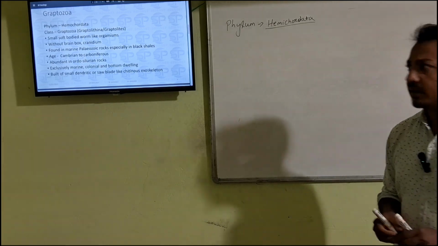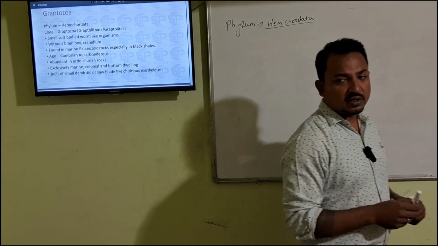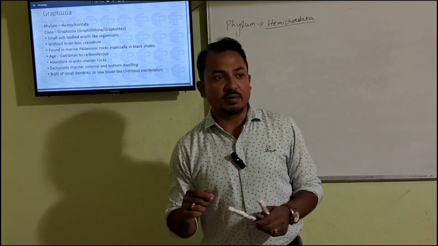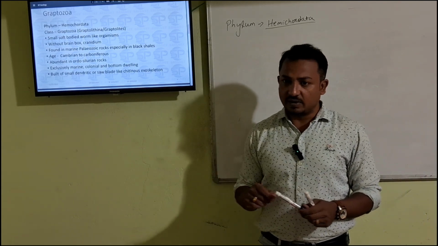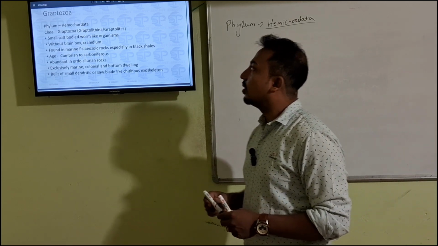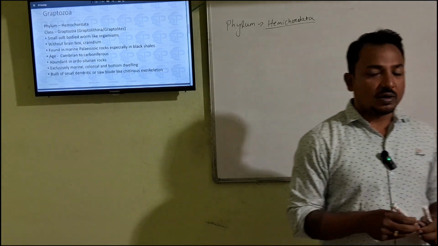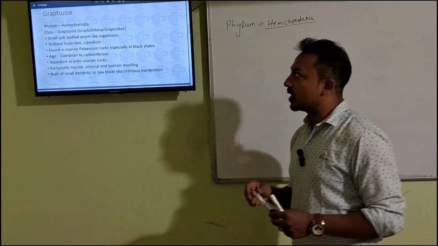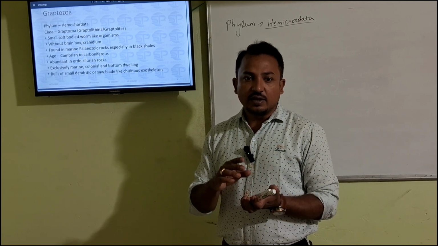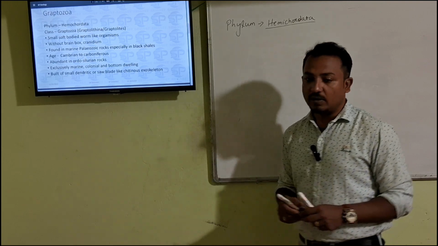Anything you can say. Graptolites means the fossil of the Graptozoa, which looked like something written on the rock. That's why its name is given as Graptolith. When it is exposed on any surface, it looks like something is written. So that's why it is called Graptozoa or Graptolithina.